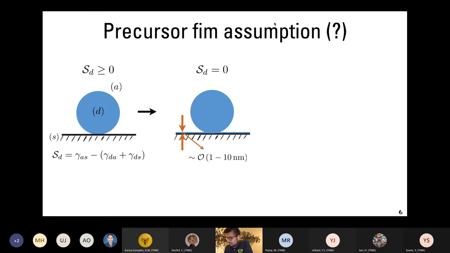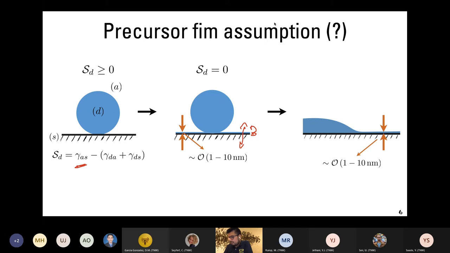And the reason is, now there is no substrate-air interface. So if I go across this substrate to air, then first I have to go from substrate to the liquid, and then from the liquid to air. So that surface tension, gamma SA, is nothing but the sum of the other two, right? And then S becomes exactly zero. And then the drop will start to spread. So the bulk will start to move.